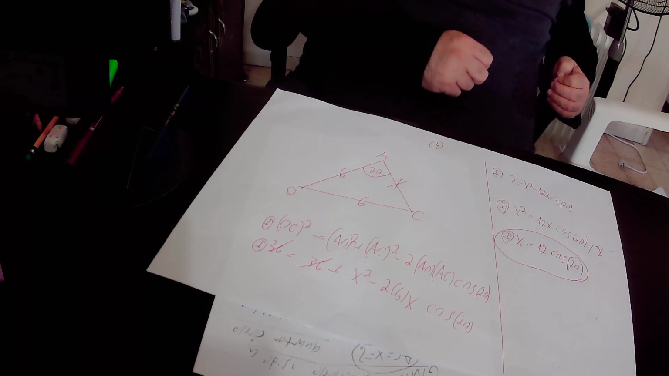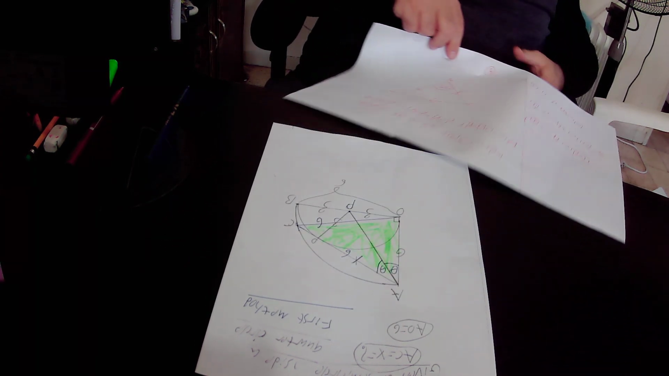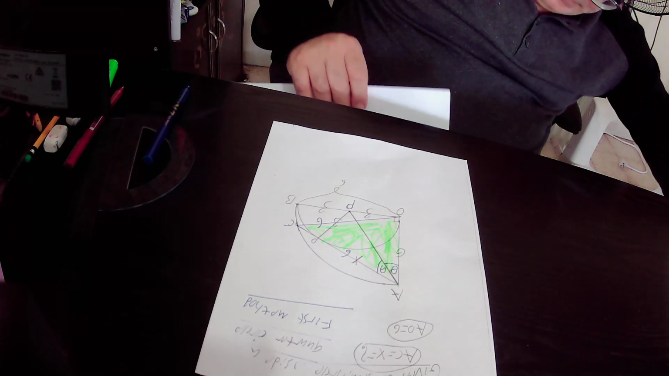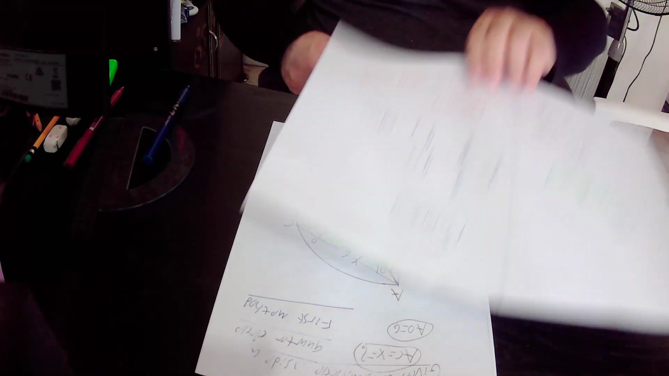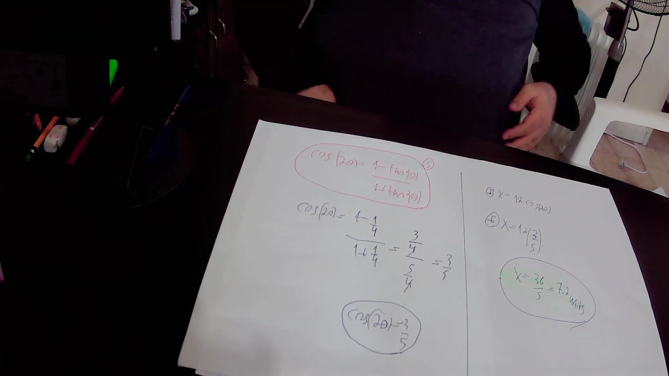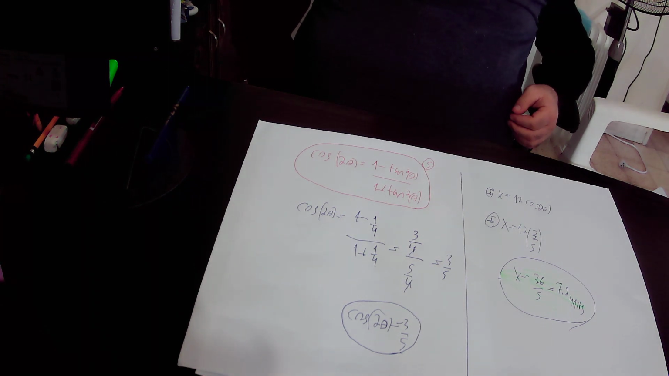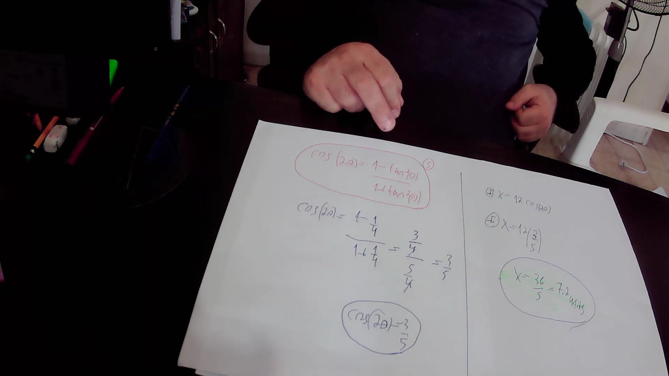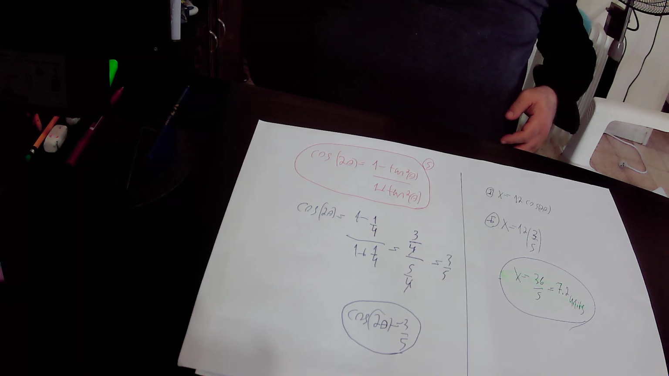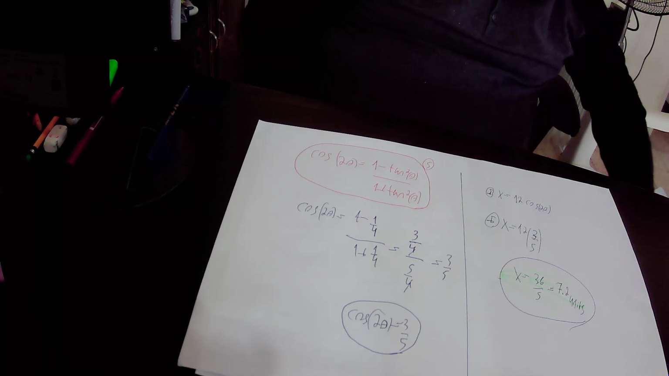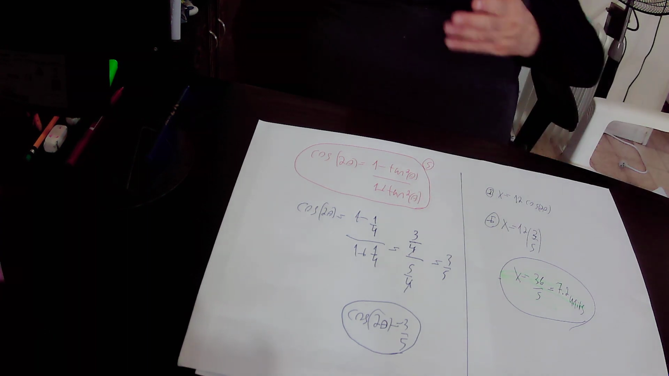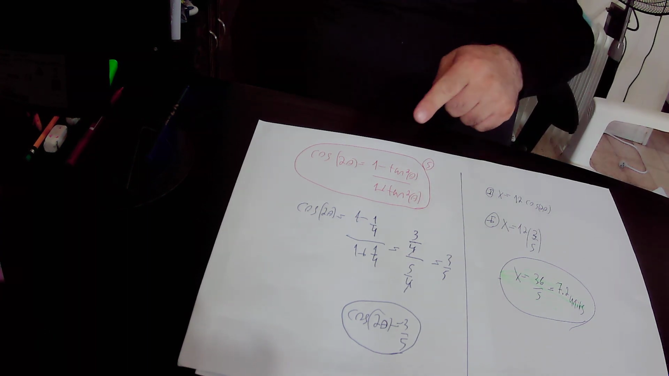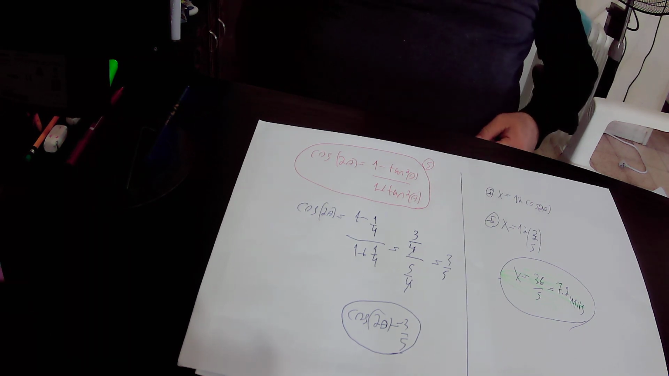In the next step, we find the value of cosine 2 theta. Okay? We have a trigonometric identity that states that cosine 2 theta equals 1 minus tangent square theta over 1 plus tangent square theta. We have already found that tangent theta equals 1 over 2, or tangent theta equals 1 half. So we can substitute tangent theta by 1 half in this trigonometric identity.